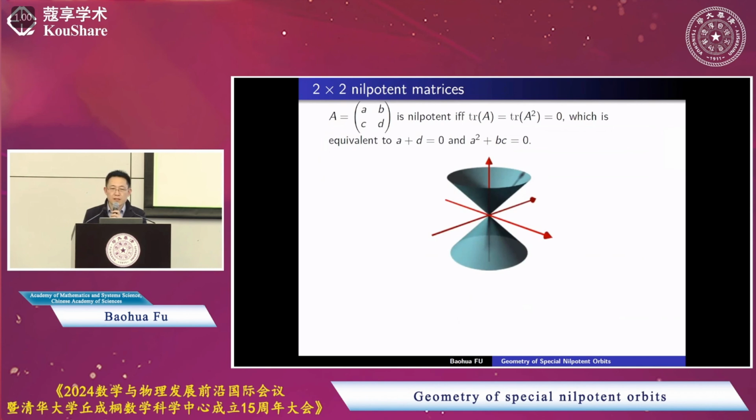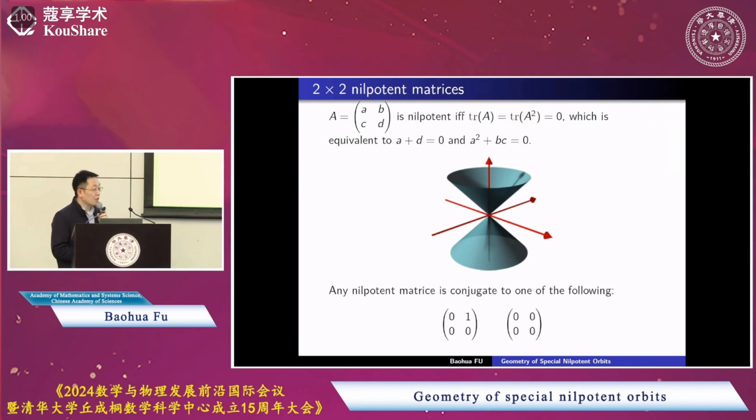Let me give you one simple example where n is 2. So you consider 2 by 2 matrices which are nilpotent, which means the trace of this matrix is 0, and the second power is also 0. So you have two equations on this 4-dimensional vector space. One is a linear equation, another is a quadratic equation. So you can replace this D by this A, and you just get this singular quadratic surface.